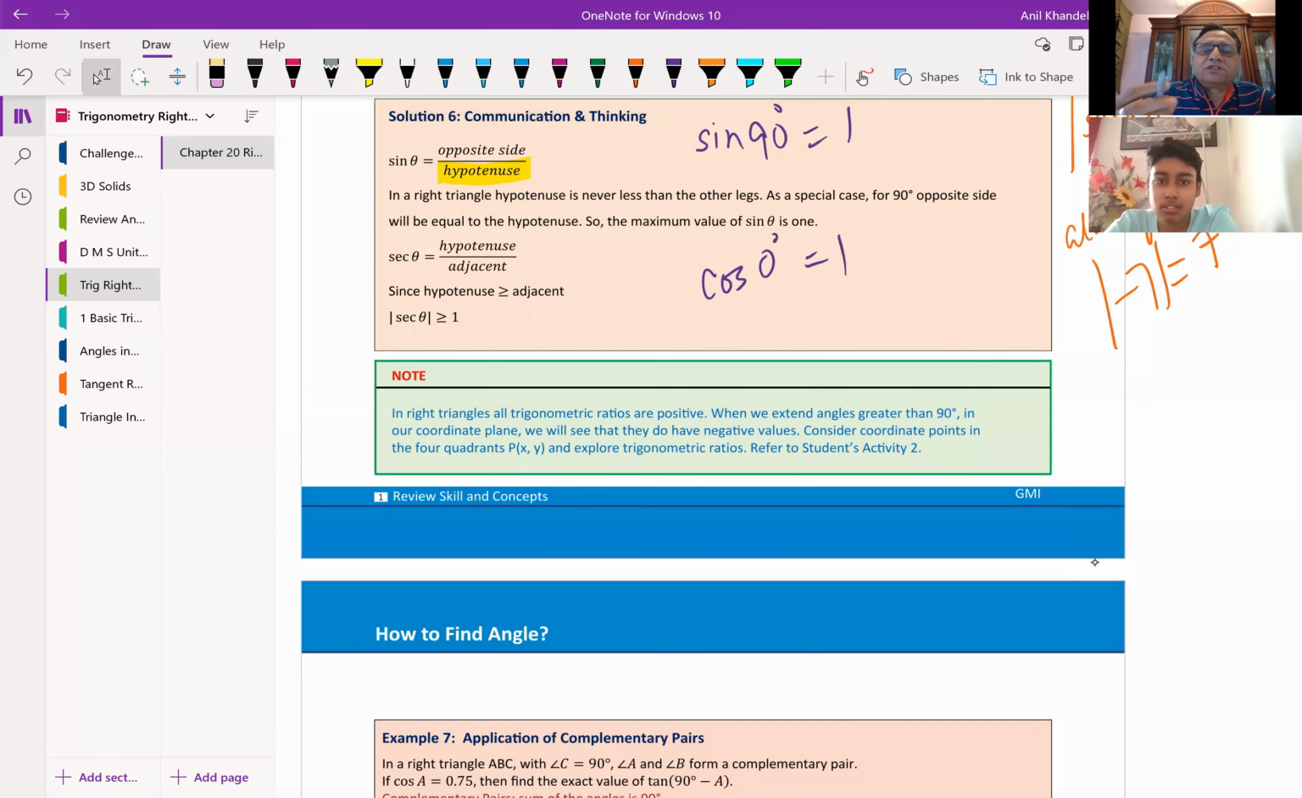Can you please read what this note is? In right angle triangles, all trigonometric ratios are positive.